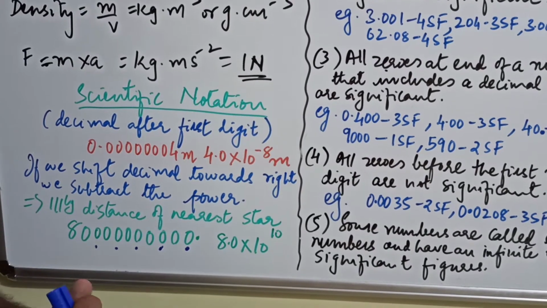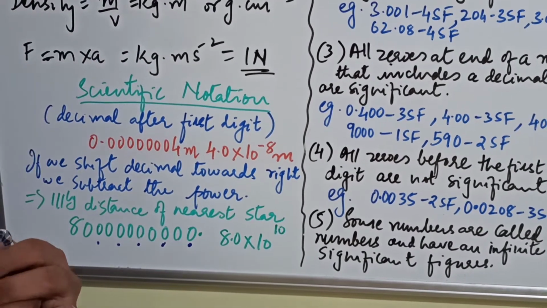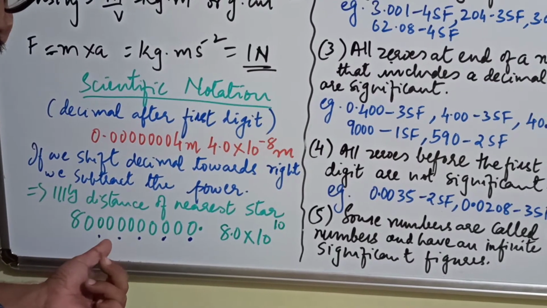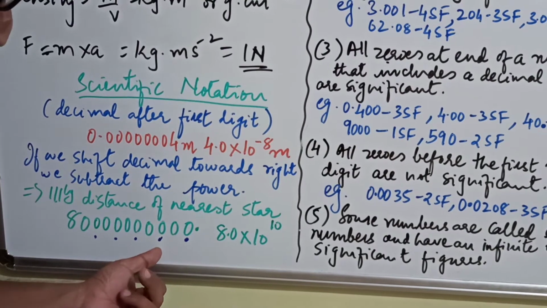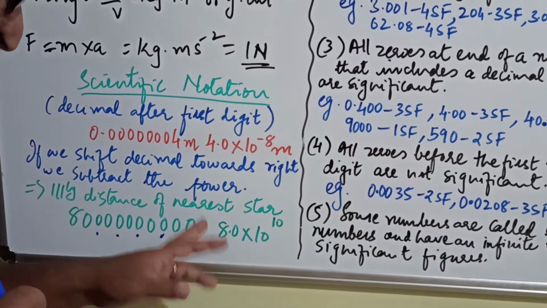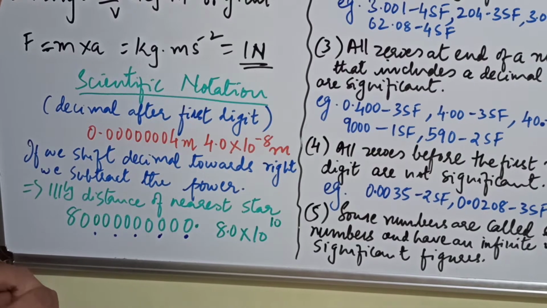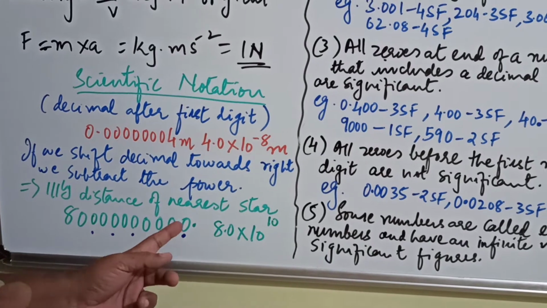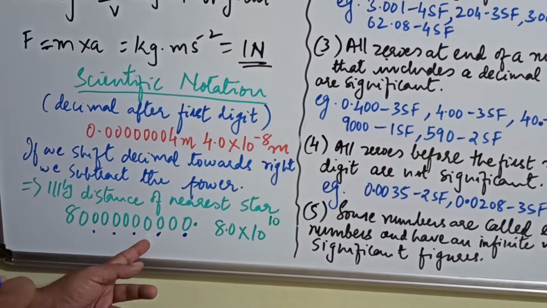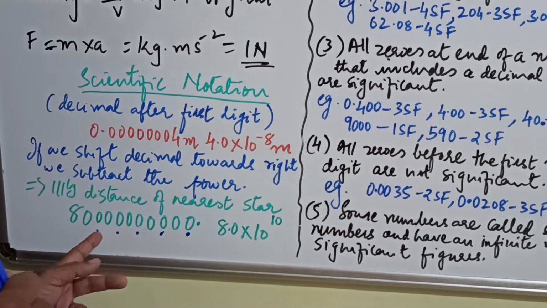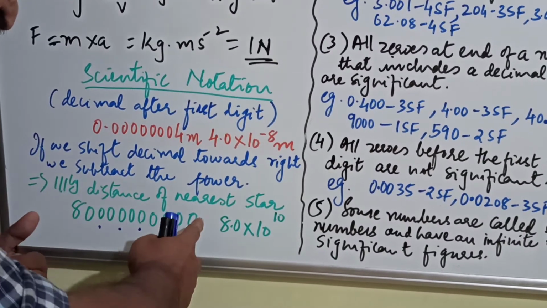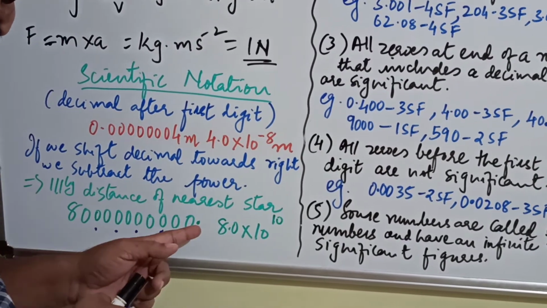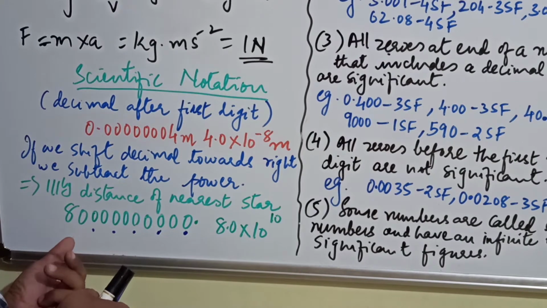Similarly, distance of the nearest star. Suppose we consider a star which is seen to us, and the approximate distance of that star is 8 followed by 10 zeros, and this is a decimal point. Clear? So now we have to shift the decimal how many digits to the left? 1, 2, 3, 4, 5, 6, 7, 8, 9, 10. So the decimal is shifting 10 digits to the left.